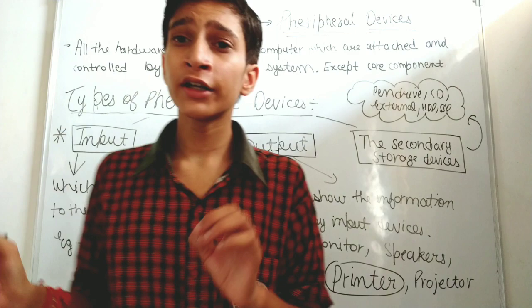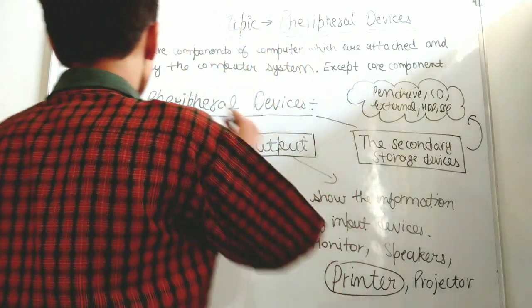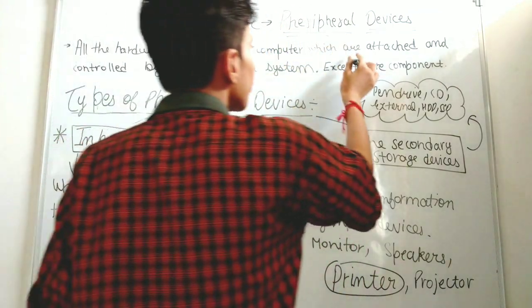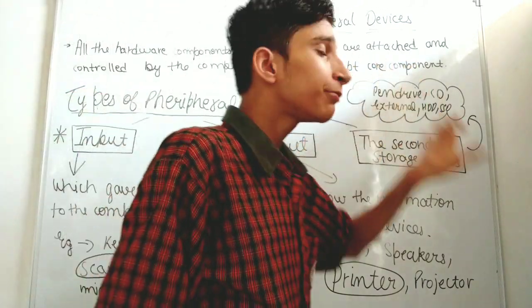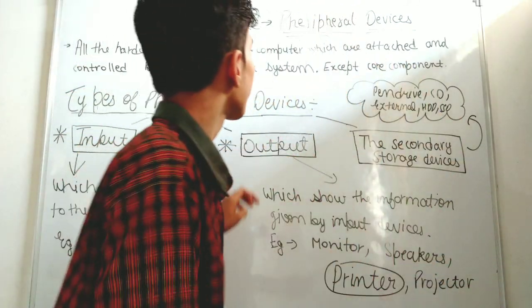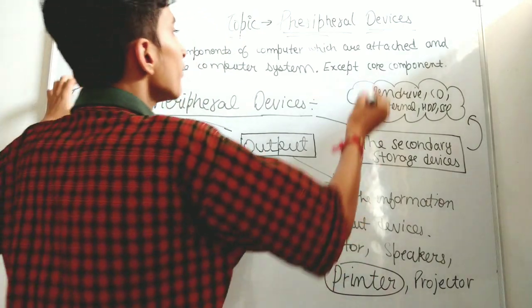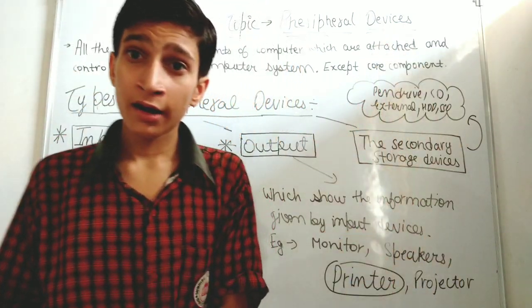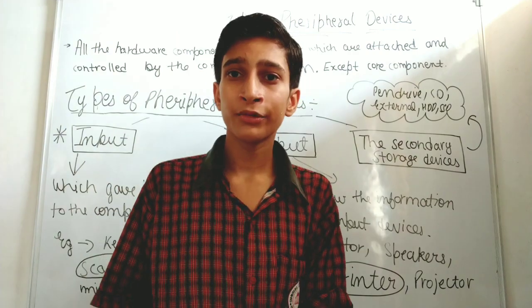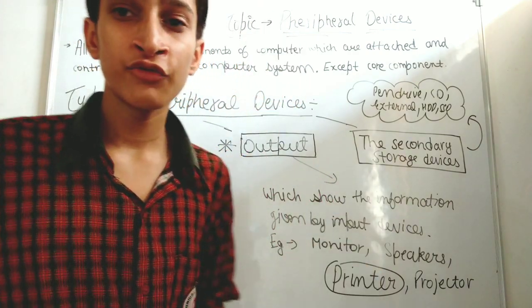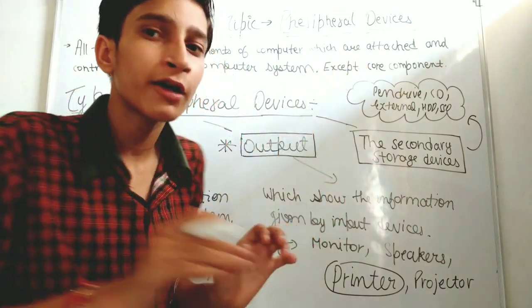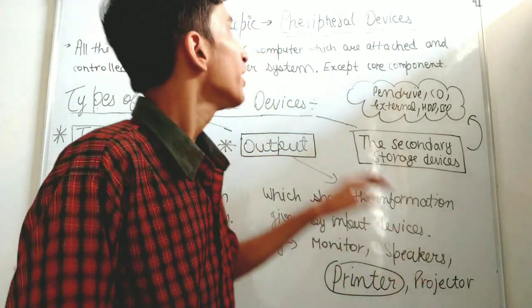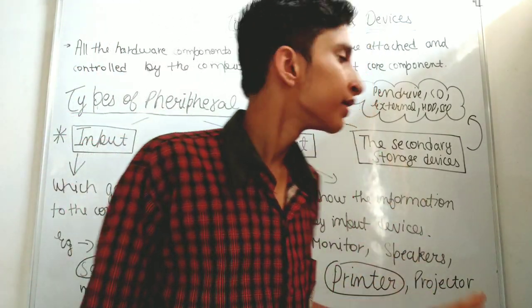Now friends, first of all I will tell you what peripheral devices are. All the hardware components of the computer which are attached and controlled by the computer system, except core components, are known as peripheral devices, meaning the components which are attached and can be controlled by the computer system. For example, keyboard and mouse are attached to the computer system and can be controlled by it. That's why they are known as peripheral devices.